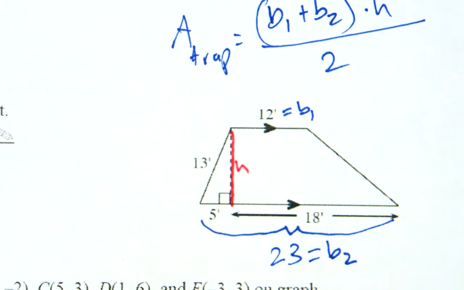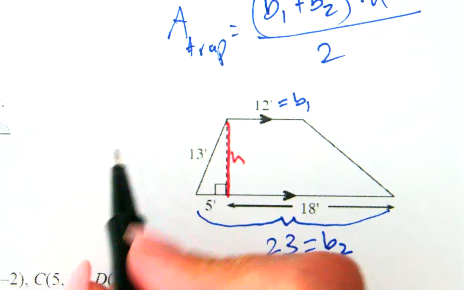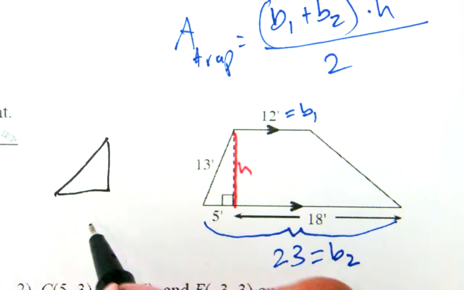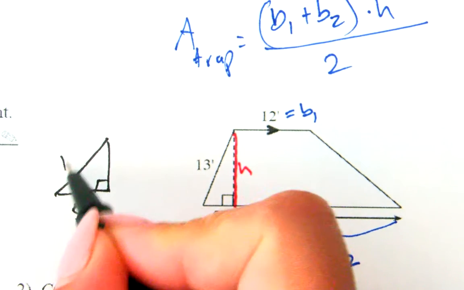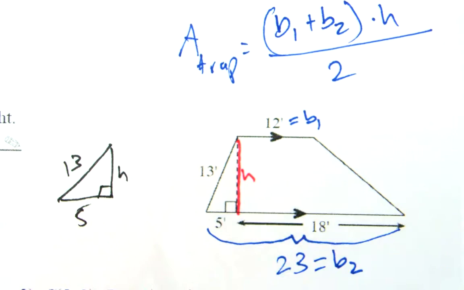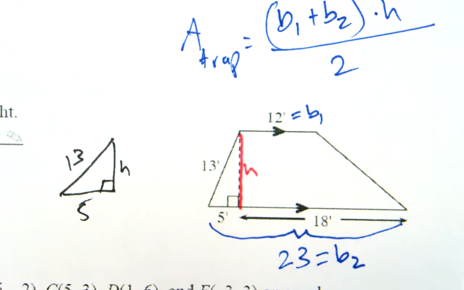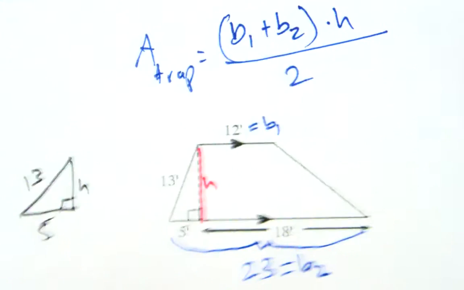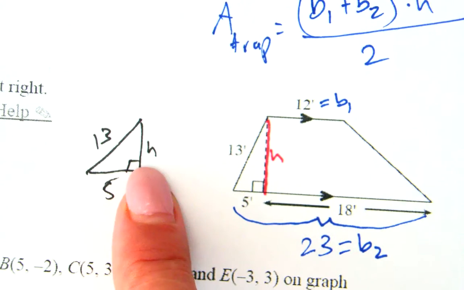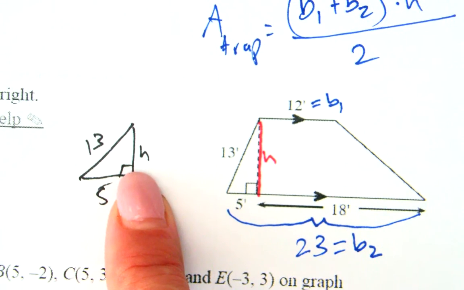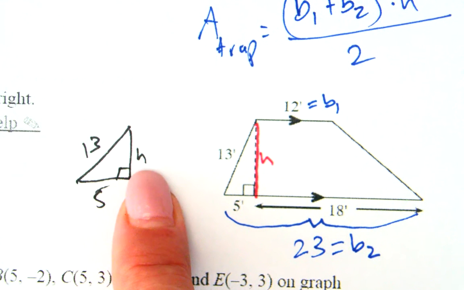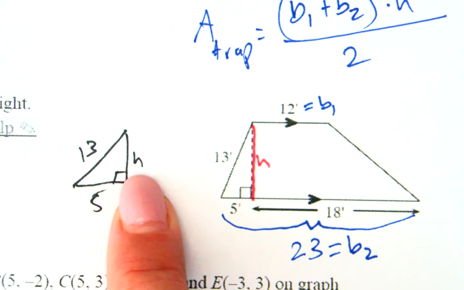In order to find that, first you must use the Pythagorean theorem. Here's 5. Here's 13. And here's the height. So you need to do leg squared plus leg squared equals hypotenuse squared, and you should get a number that is less than 13. Please make sure you get a number that is less than 13 when you find the height.